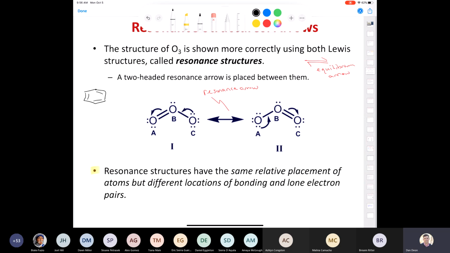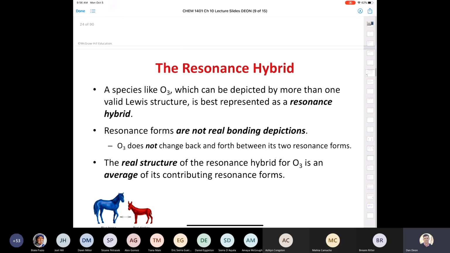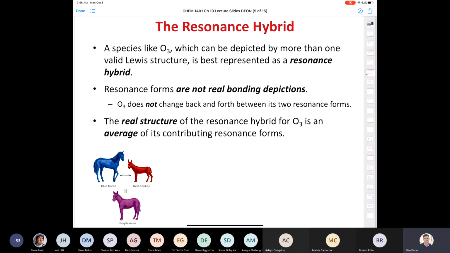Now, what you're asking, Jonah, is, couldn't we draw something in between these? Yes, you can. You can draw what's called a resonance hybrid. We're going to look at that in a couple of slides. So let's keep moving and talking more about our ozone molecule and explaining what a resonance hybrid is before we look at it. It says the species, like ozone, which can be depicted by more than one valid Lewis structure, is best represented by a resonance hybrid. Resonance forms are not real bonding depictions. So both of those resonance structures that we drew of ozone, neither of them fully represents the ozone molecule, because the ozone is not vibrating.